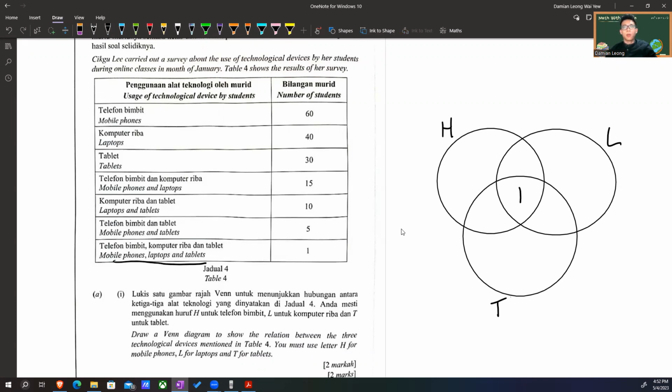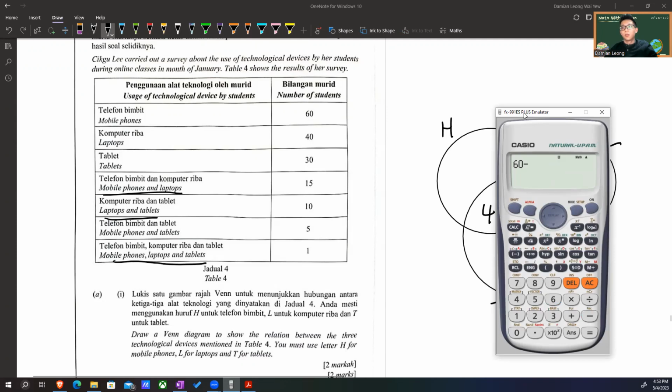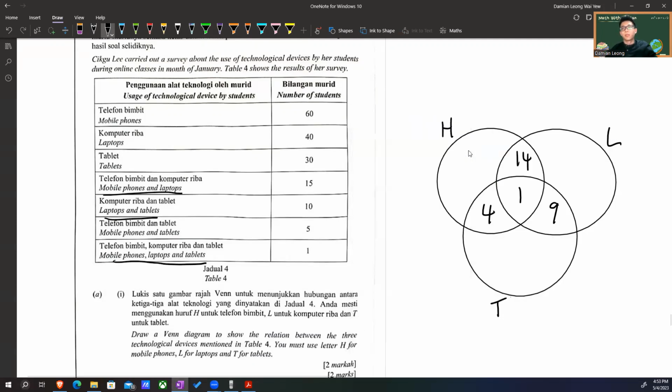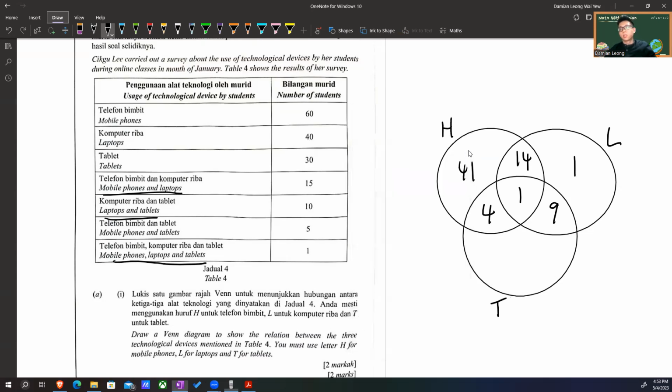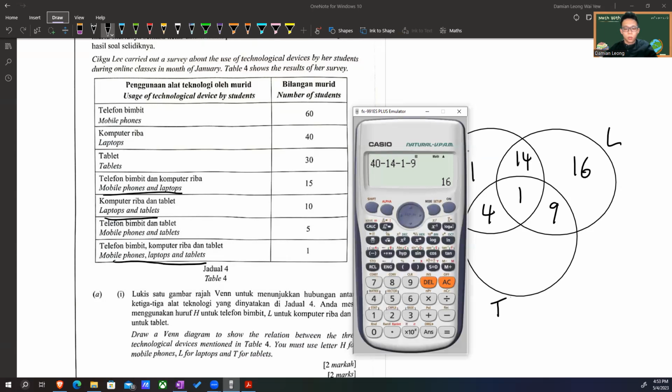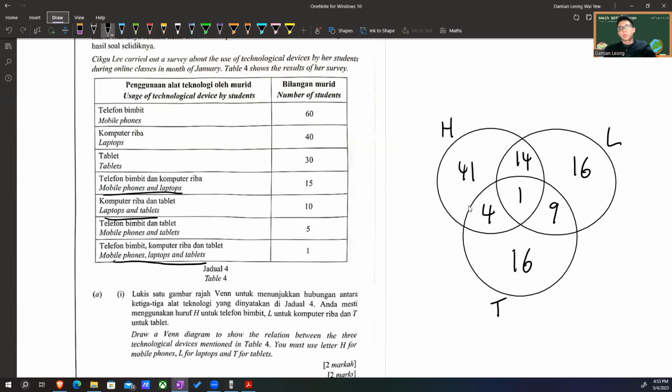Then look at the intersection between mobile phone and tablet, handphone and tablet. Here is 5, means there's already 1 here, here will be 4. Laptop and tablet, this part will be 10. There's already a 1 here, so left with 9. Mobile phone and laptop, handphone and laptop here. Whole thing is 15. So already 1 here, left with 14. Whole set H is 60. So 60 minus 14 minus 4 minus 1, 41. Laptop is 40. So I take 40 minus 14 minus 1 minus 9, which is 16. Tablet, whole set of tablet 30. So 30 minus 1 minus 9 minus 4, 16. 16 here. That would be the Venn diagram.